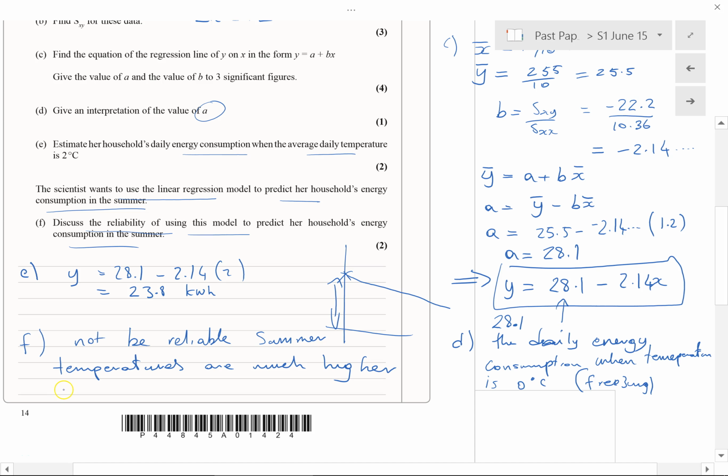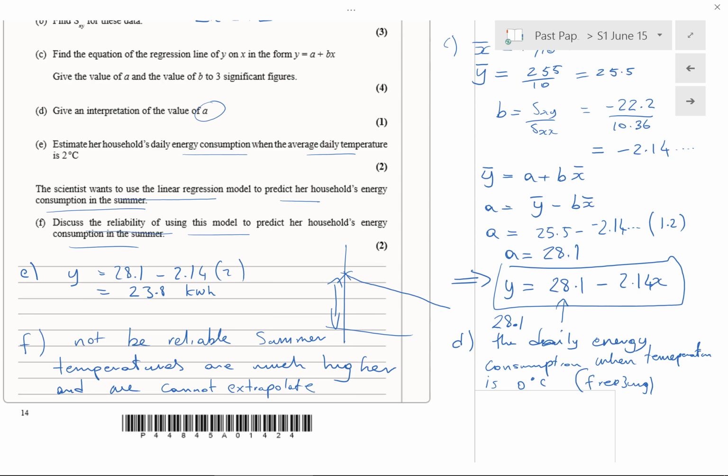You might start using air conditioners or fans when temperatures get higher at that point, but you don't have to say that. So: not reliable, summer temperatures are much higher, and we cannot extrapolate. That would get us our 2 marks. They weren't expecting the word extrapolate here, but quite often they do, so that's why I've used it.